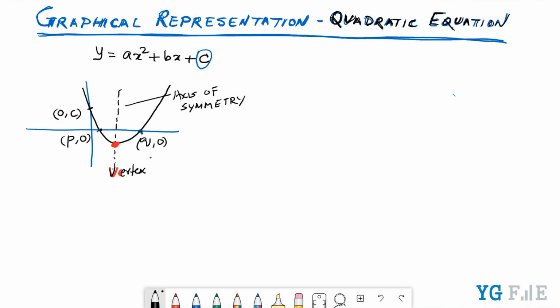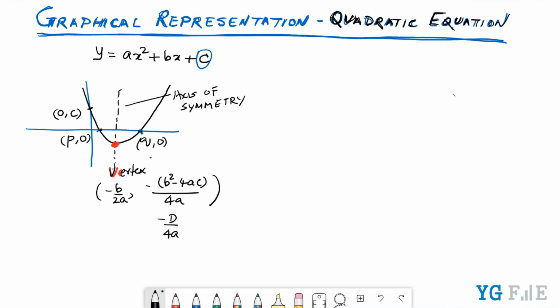Every point is equidistant. We can also write the formula for the vertex in terms of the coefficients a, b and c. The x coordinate will be minus b by 2a. The y coordinate is minus (b squared minus 4ac) by 4a. One easy way to remember this y coordinate is minus d by 4a, because the numerator b squared minus 4ac is also called the discriminant.